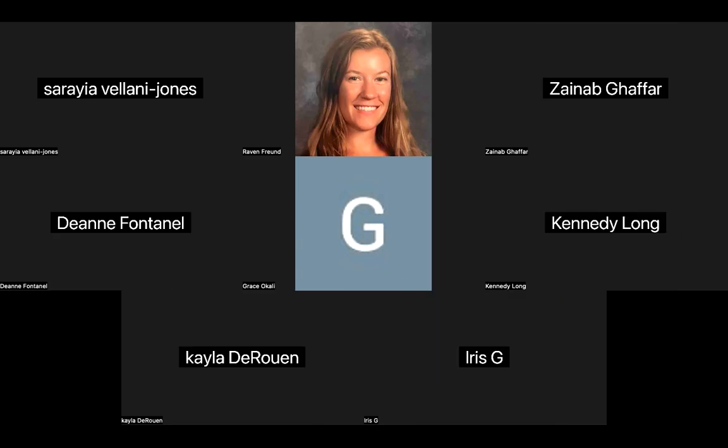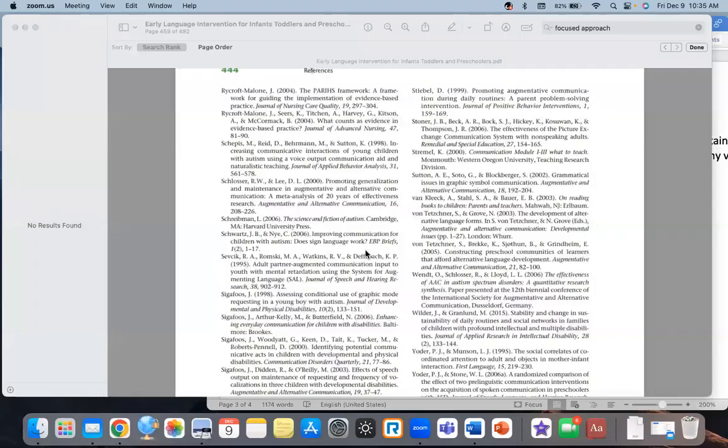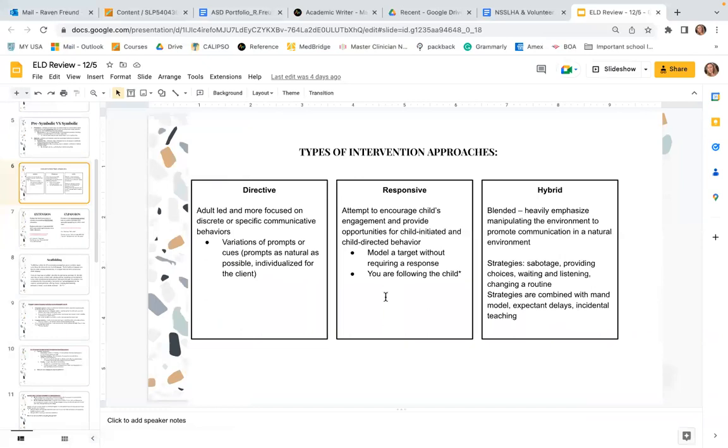Okay, so there was a question about a focused approach. I'll share my screen. This is what I have in the PowerPoint, and I'm thinking that focused and directive are synonyms. So directive, responsive, and hybrid are all different types of intervention approaches that you can use.